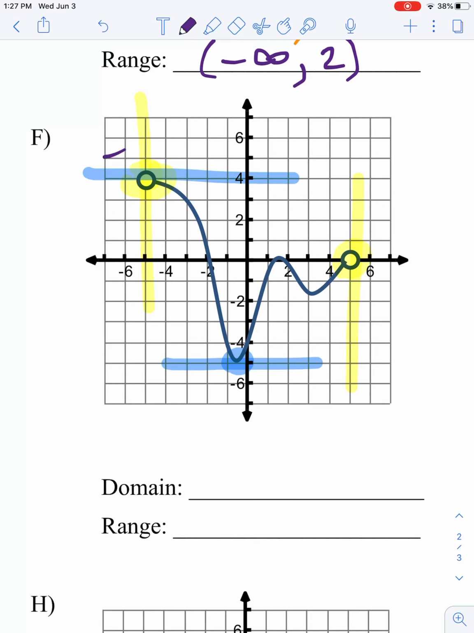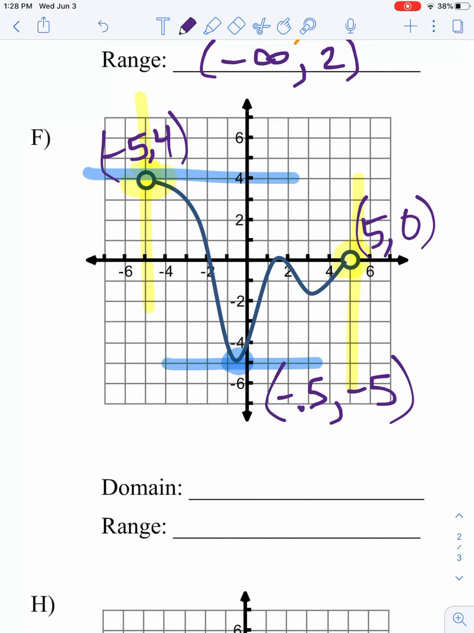So what I'm going to do on this problem is write out these three points. I'll write out this point here: we have -5, 4. I'll write out this point over here: we have 5, 0. And down here, we have -1/2, -5. It wasn't exactly at a nice point, but we'll just say it's close to -1/2, -5.